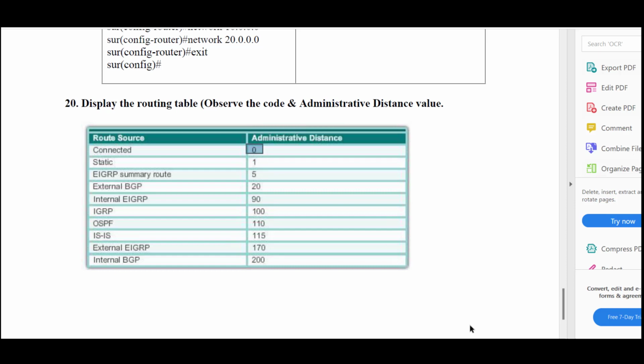Teacher, why are they giving different numbers? It ranges from 0 to 255. If the value is less, then that particular routing protocol is better. If the value is increasing, if the value is more, the routing protocol is not reliable.